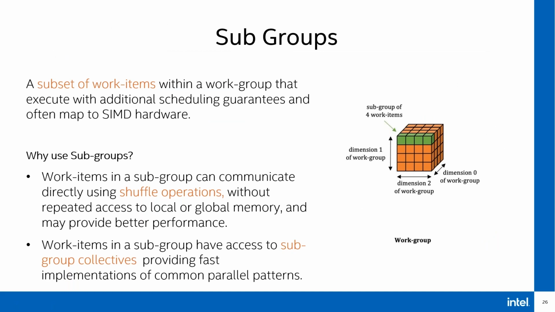With that in mind, let's understand what operations subgroups support. Why it is important is that we don't need to access memory every time, so these operations are quicker. Some examples of these operations are the shuffle operations, which we will see in the next slides. Another set of operations is the subgroup collectives. These are certain kinds of pre-built functions that we can use. They are very much optimized, and they give us maximum performance.